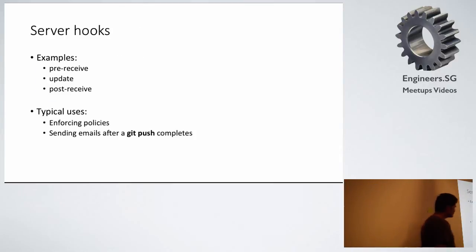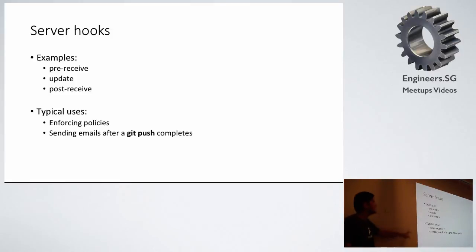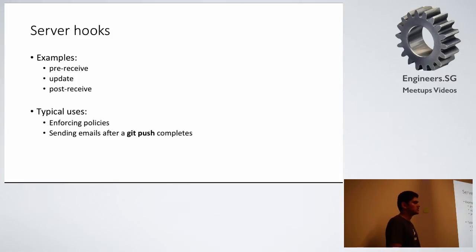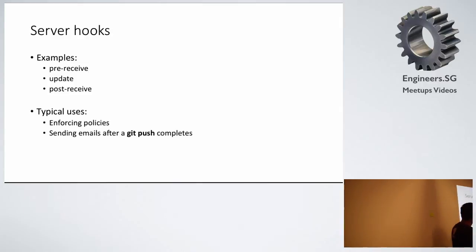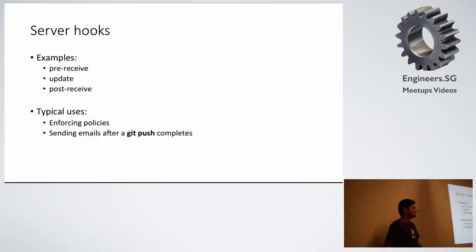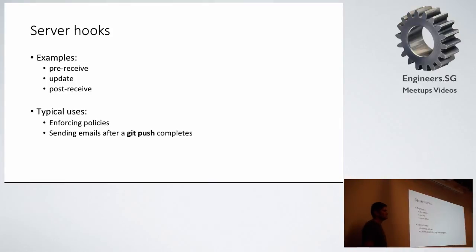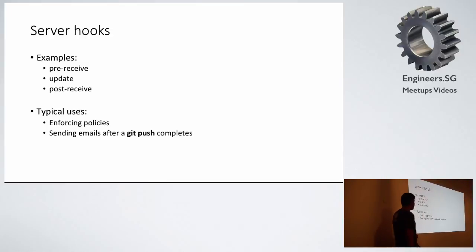But what can be used for enforcing stuff is something like server hooks. Server hooks are hooks that are in the server repos, the Git repos that you push to. Some examples are pre-receive, update, and post-receive. Pre-receive is the hook that's run when the server receives a Git push. The update is run when it updates its repo with the new commits that you've sent it. And post-receive is typically used for notifying or sending emails when the Git push is completed. Typical uses are enforcing policies like code quality, avoiding console.logs inside your code, and sending emails.